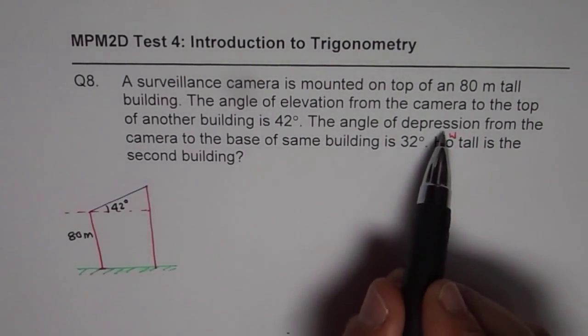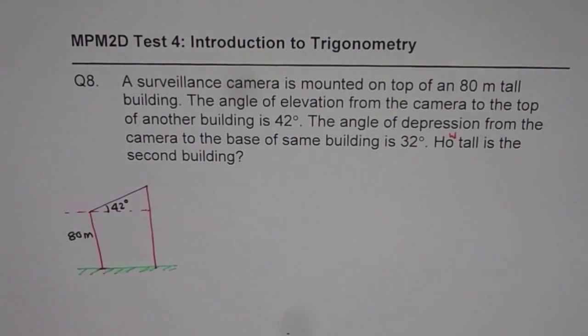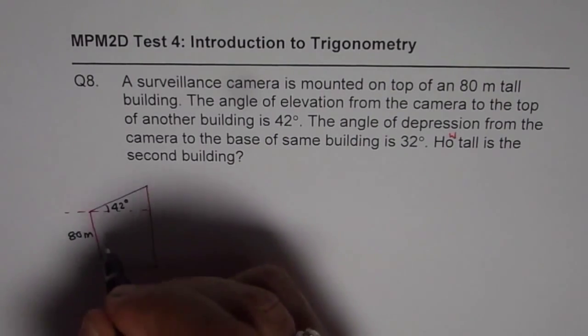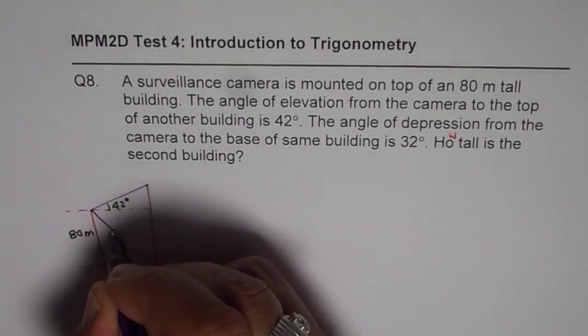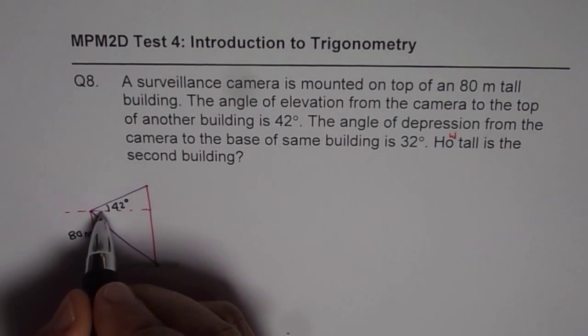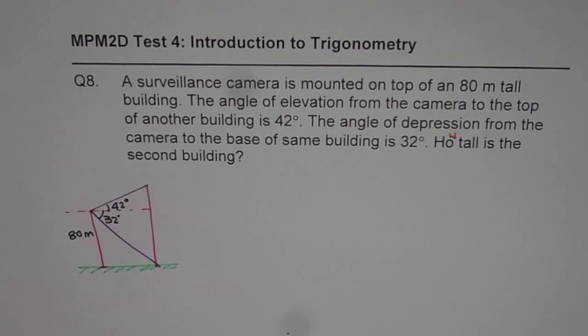Now the angle of depression from the camera to the base of the same building is 32 degrees. Now angle of depression is also measured with the horizontal. Remember that part. Sometimes the students might make that mistake, right? So this angle is also with the horizontal, and this angle is 32 degrees. You get the idea. So that is how your approximate figure is.